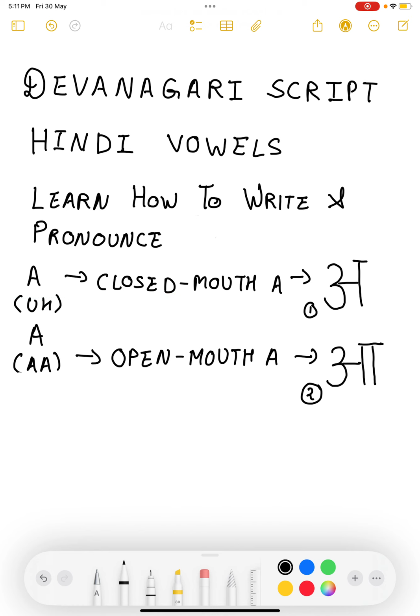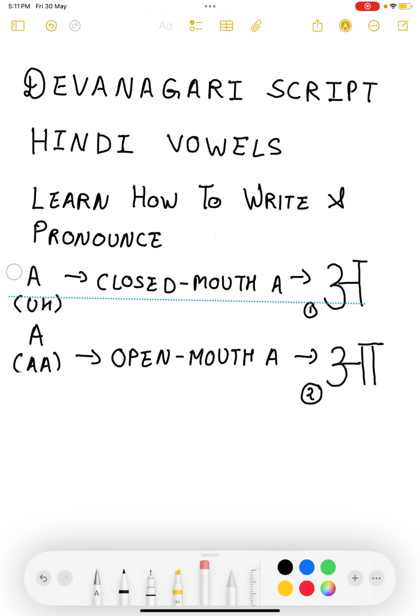One is a closed mouth a. The second one is an open mouth a. Mouth opens up wide when you're pronouncing this. Aa. We use the letter a to note down or write down both these sounds in English letters. Okay, in English letters, you'll find that both these sounds are written with a.